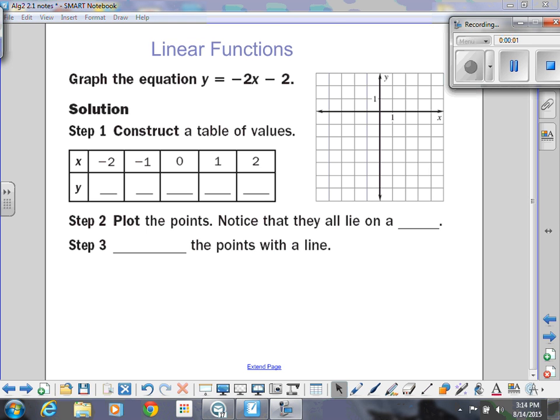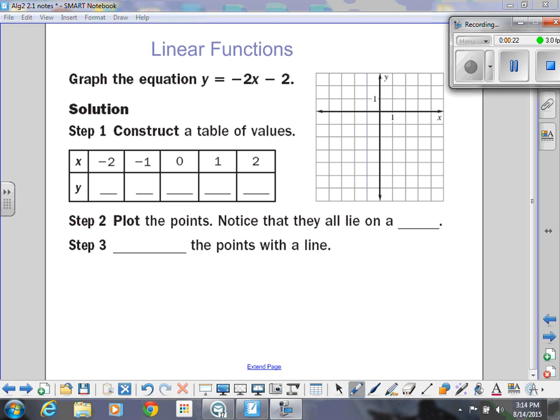So in this video, we're going to talk about linear functions. So any kind of function, what you can do with it is create a table of values. So if you can't even recognize that this is a linear function, you can always make a table of values. These are just random values that we picked for x, and we're going to be plugging those into the equation.